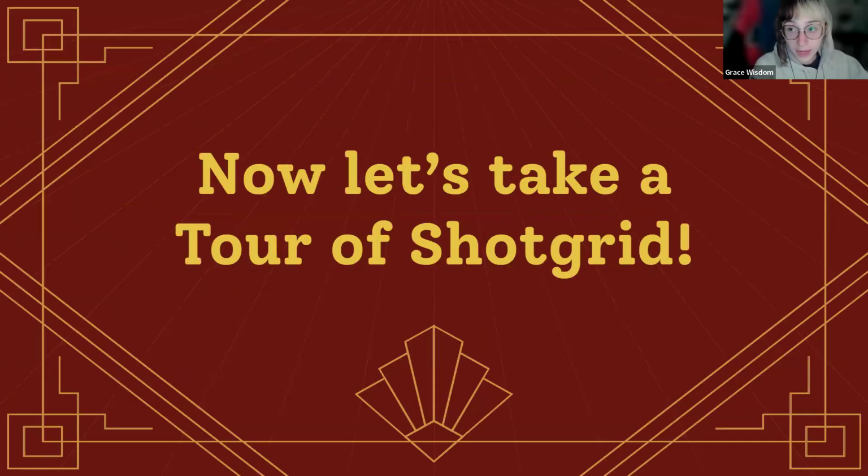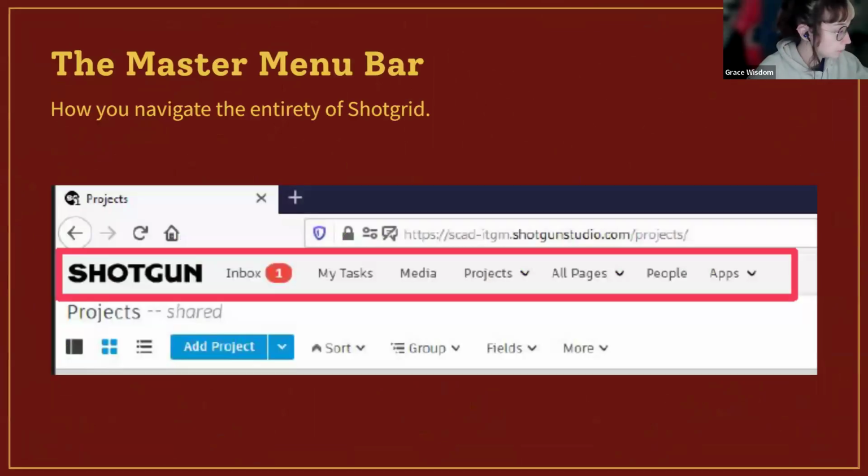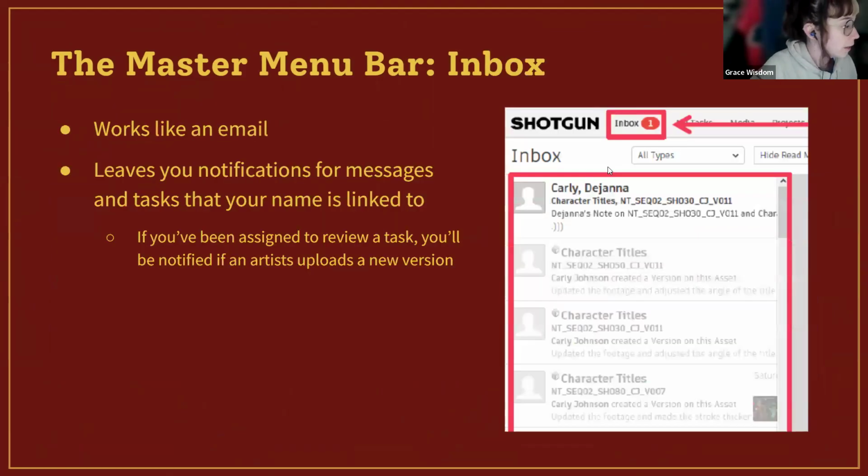And now we're going to take a more thorough tour of ShotGrid's layout. So this top bar that you see when you first open the program is called the master menu bar, and that's how you navigate the entirety of ShotGrid across a multitude of different projects if you happen to be in multiple ShotGrids. It also shows you different things like your inbox, my tasks, media, etc.